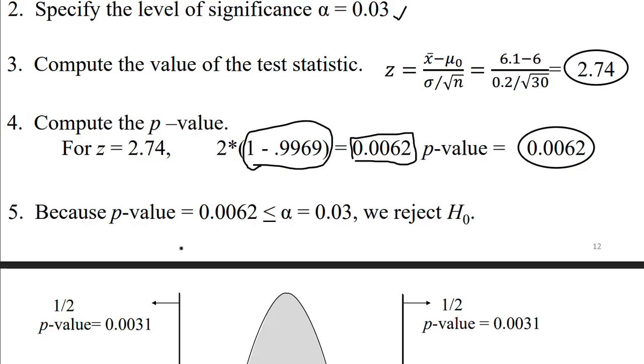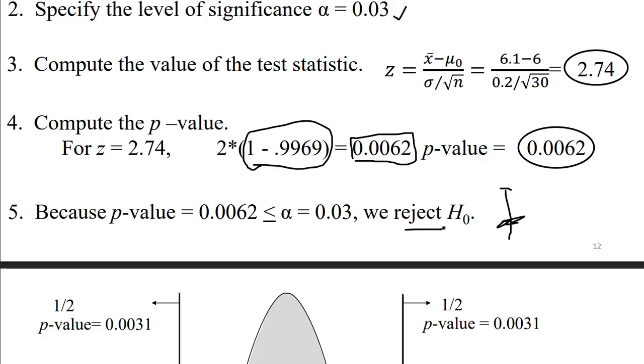Now, the last step is to conclude whether we have enough evidence to reject the null hypothesis. When we compare our 0.0062 with a significance level of 0.03, our p-value is less than the significance level. Why? Because 0.03 will be at the top here. The p-value is going to be here. Because it's less than 0.03, we will reject the null hypothesis.